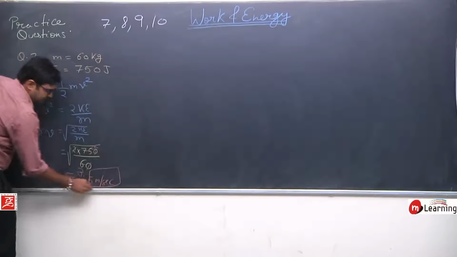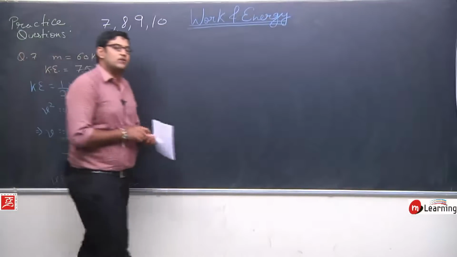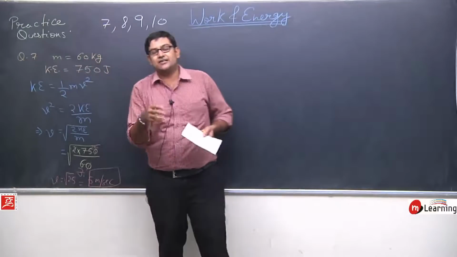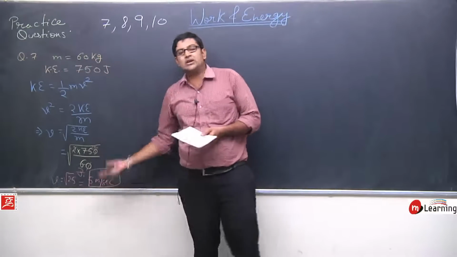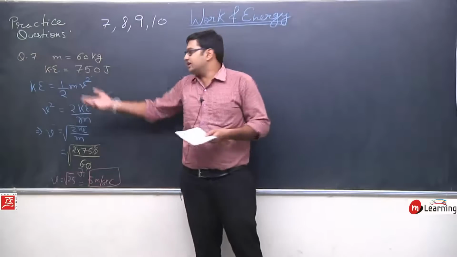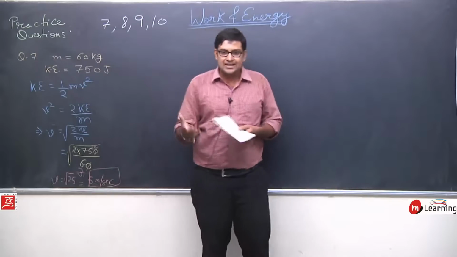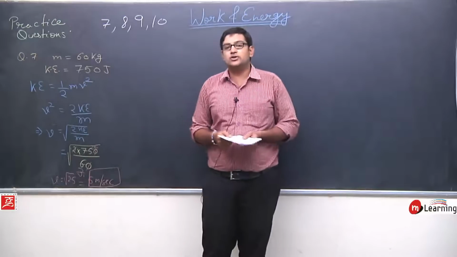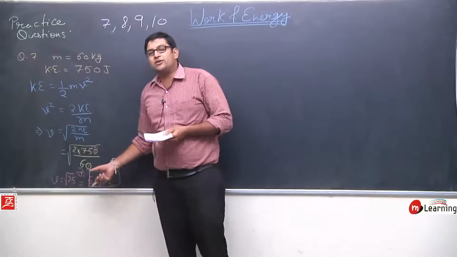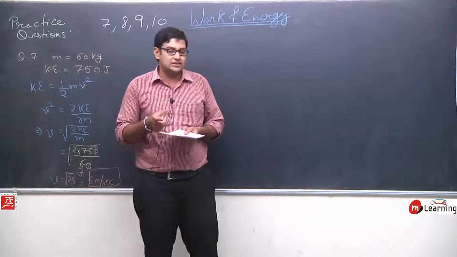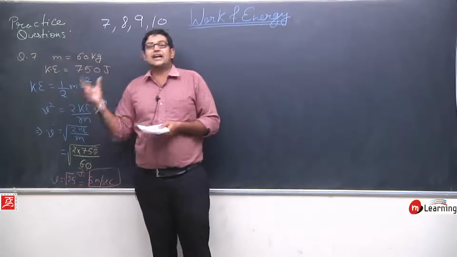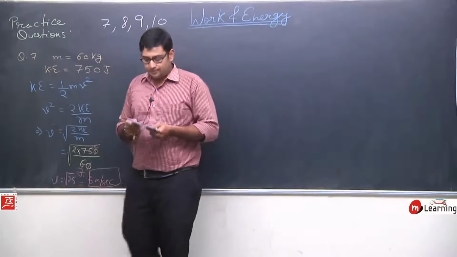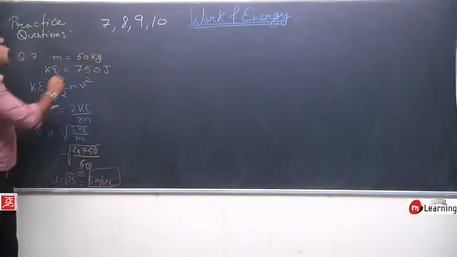Okay, so this is the velocity with which the person has to run, 5 meters per second, for a person of mass 60 kg. It's not that if a person runs with a velocity of 5 meters per second, he will gain the kinetic energy of 750 joules. His mass has to be 60 kg. If his mass is different, the kinetic energy will obviously change. So here we have calculated that with this speed, if the person has a mass of 60 kg, his kinetic energy would be 750 joules. Okay, so this completes question number 7.